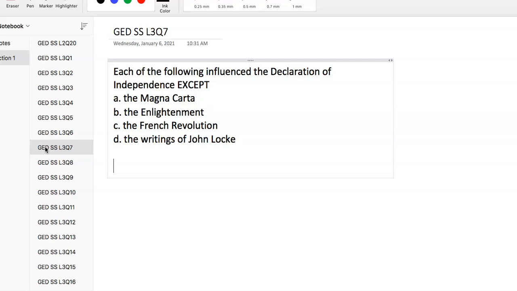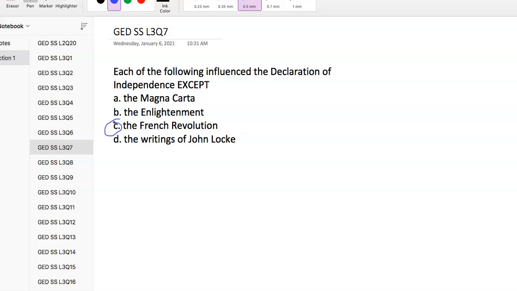Each of the following influenced the Declaration of Independence, except Magna Carta, right? So we just mentioned that, I think, 2 questions ago, right? The Magna Carta is a big deal. The Enlightenment, the French Revolution, the writings of John Locke. Okay, so the French Revolution is in 1789. Declaration of Independence, 1776. So, really, the Declaration of Independence influenced the French Revolution, much more so than the other way around.